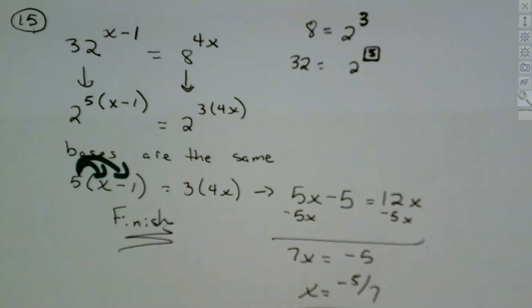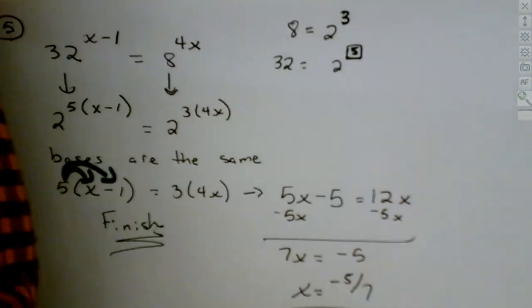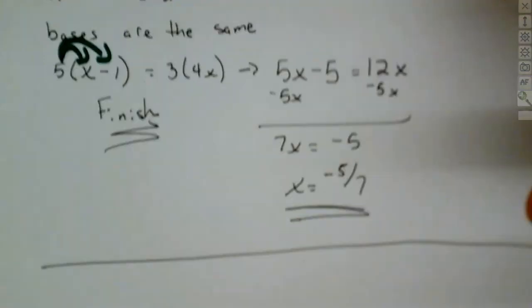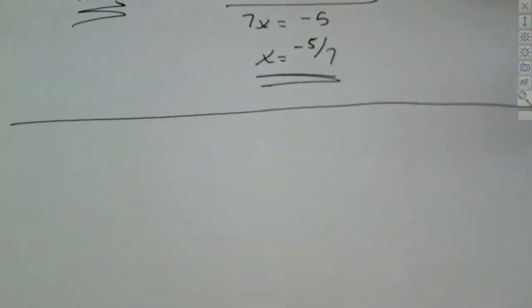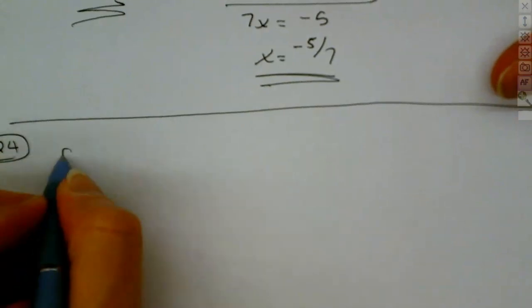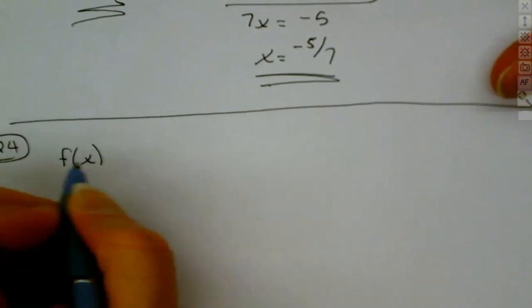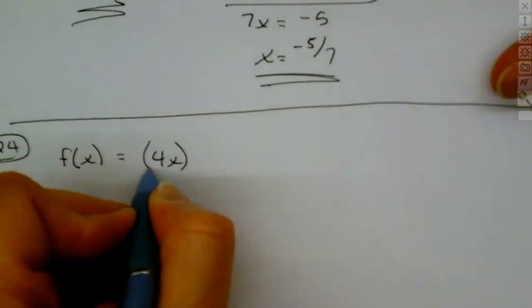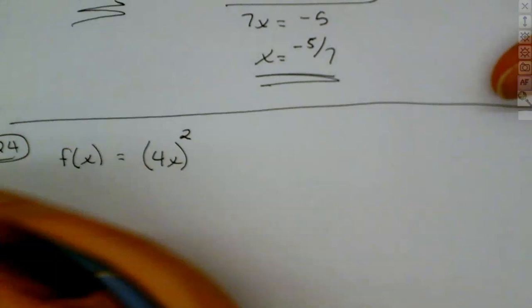24 I picked because students make a mistake a lot of times with that 4. So 24. 24 is f of x equals (4x) quantity squared, right?